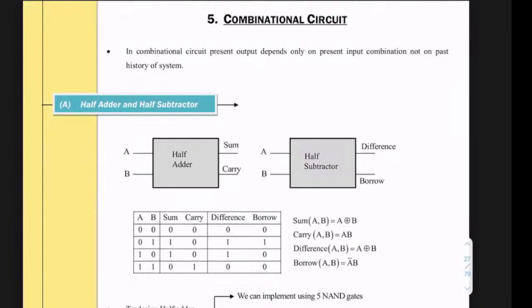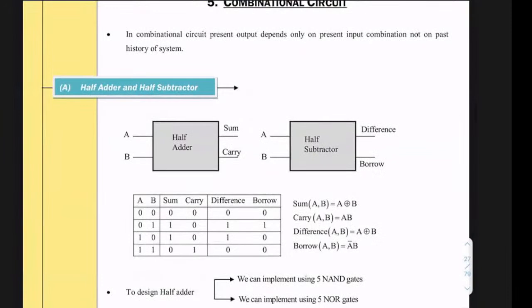One thing you should note is that whether it is a half adder or half subtractor, the sum and difference expressions are the same. That is A XOR B. Carry expression of half adder is AB. Borrow expression of half subtractor is A bar B. It is very important to memorize these standard pieces of information. It's not that if you don't remember, you cannot answer. But if you remember, it is definitely going to help you. You can save some time.